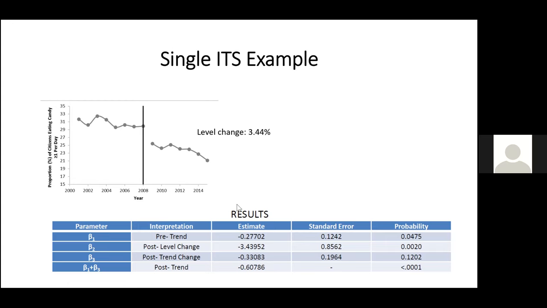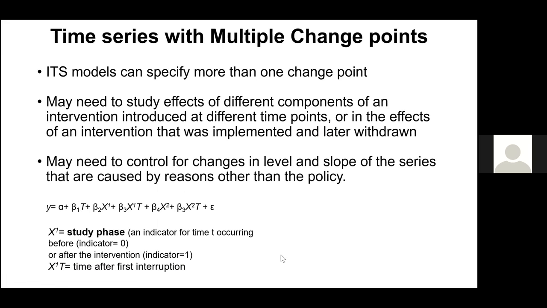Let's move quickly. We're out of time. I didn't know we'd spend much time, but now there's some other thing also. There could be series with multiple change points. So we have been with one change point, right?